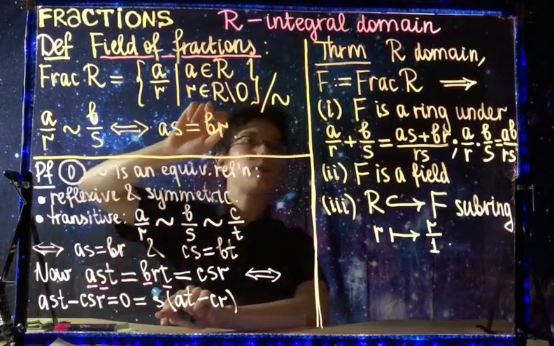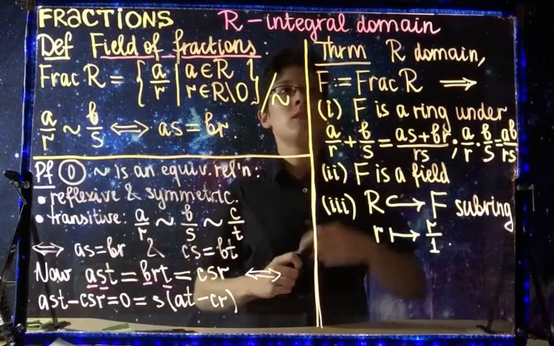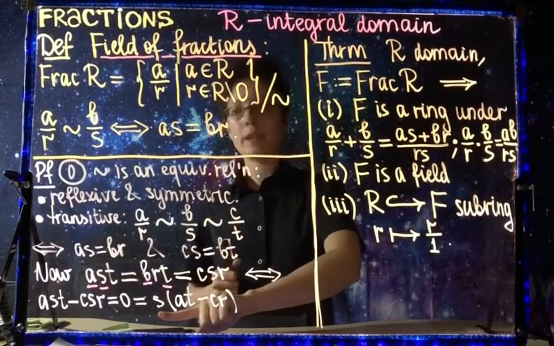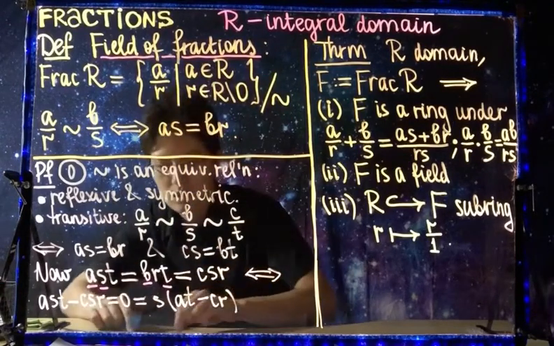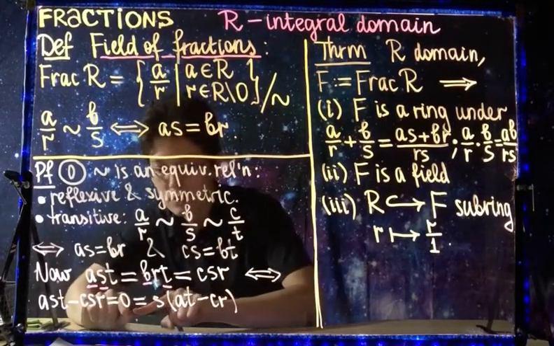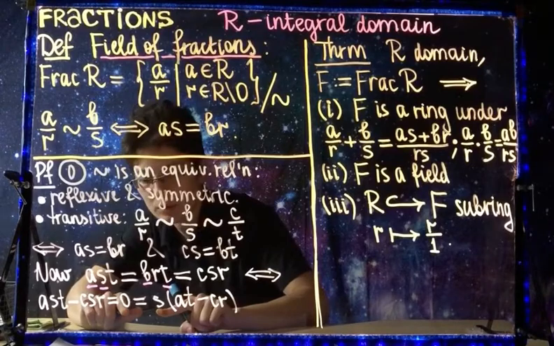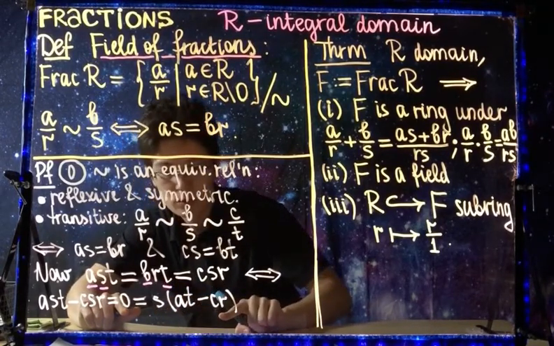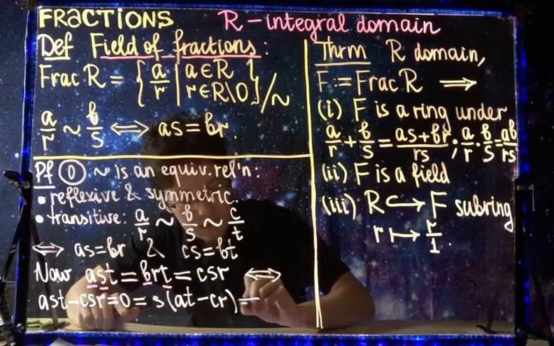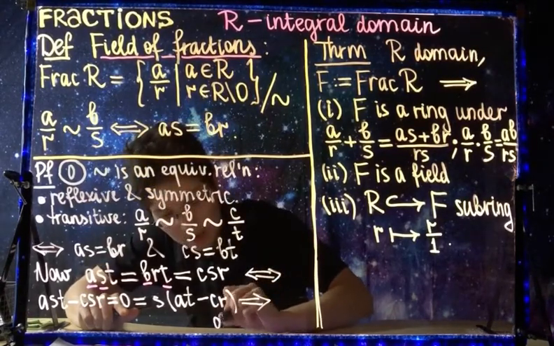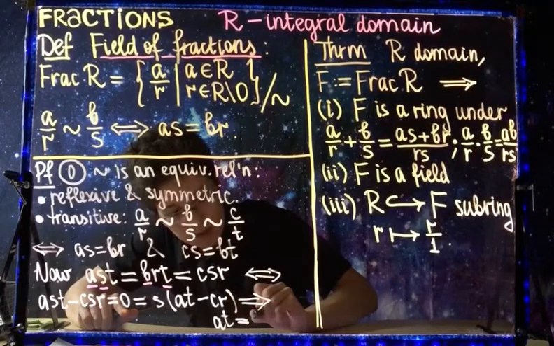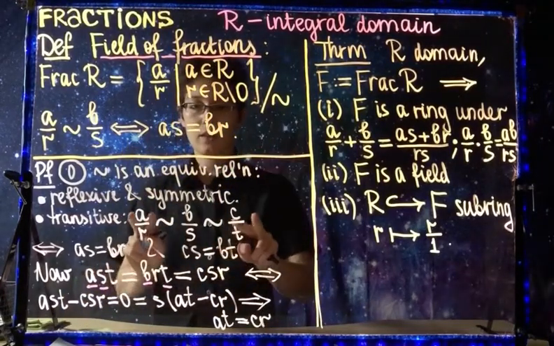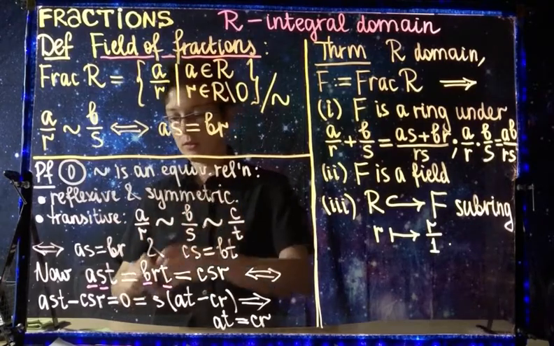And recall that we assume that R is a domain. This is very important because it means that S is not a zero divisor. So if this is equal to 0 and S is not a zero divisor, then AT minus CR is equal to 0. So we conclude that AT is equal to CR, which means that these two fractions are equivalent.